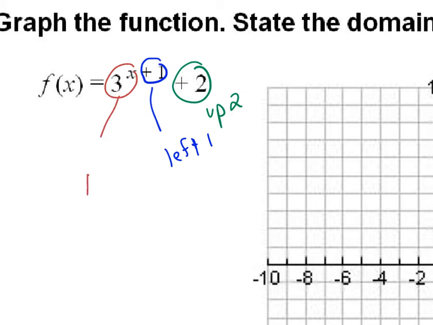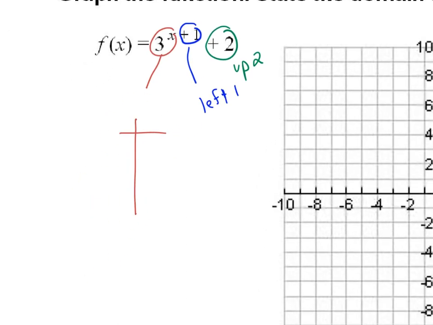for this part right here, you can make a table and then shift those points accordingly. So x, y. So hopefully you're picking up on the pattern. 3 to the power of 0 is 1. 3 to the power of 1 is 3. 3 to the power of 2 is 9. 3 to the power of negative 1 is 1/3. 3 to the power of negative 2 is 1/9.